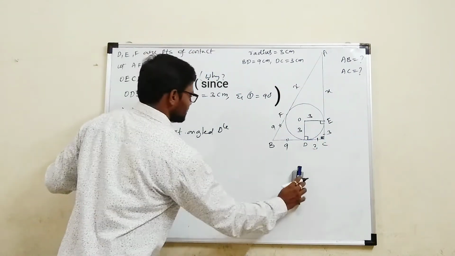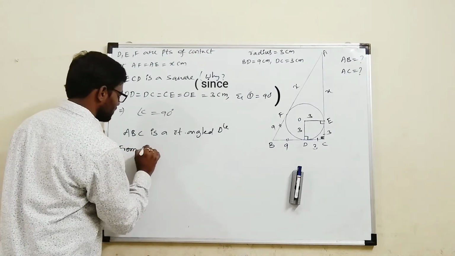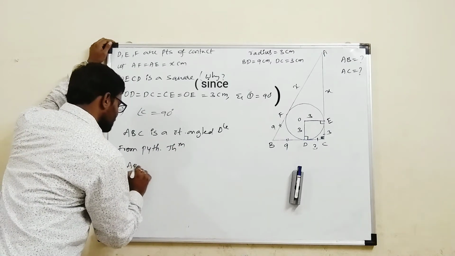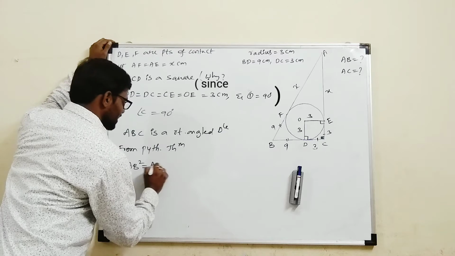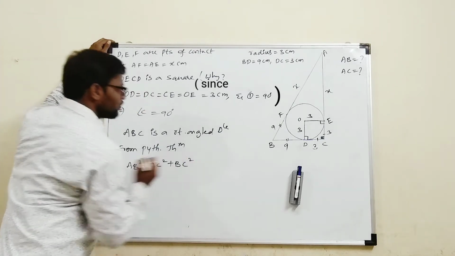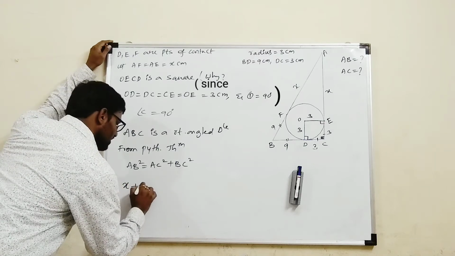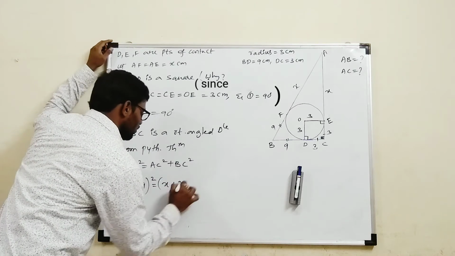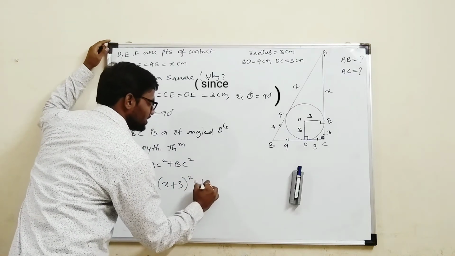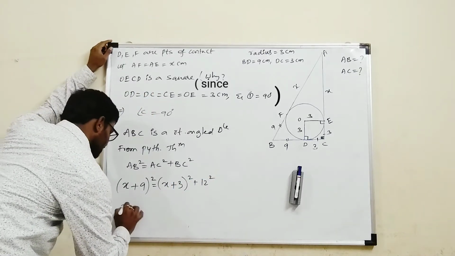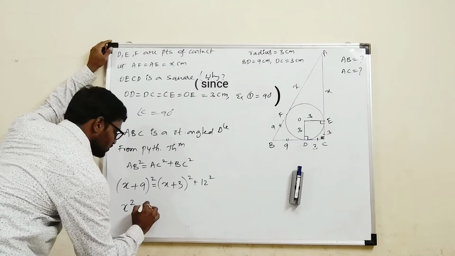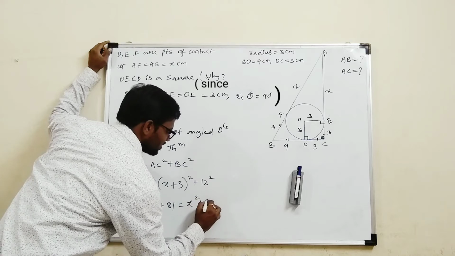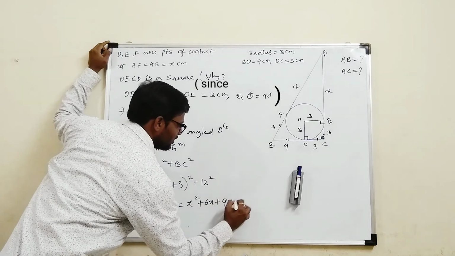Now use Pythagoras theorem. From Pythagoras theorem, the square of the hypotenuse, AB square, equals AC square plus BC square. What is AB? x plus 9 whole square. What is AC? x plus 3 whole square. What is BC? 9 plus 3, 12 square. Okay, now expand.